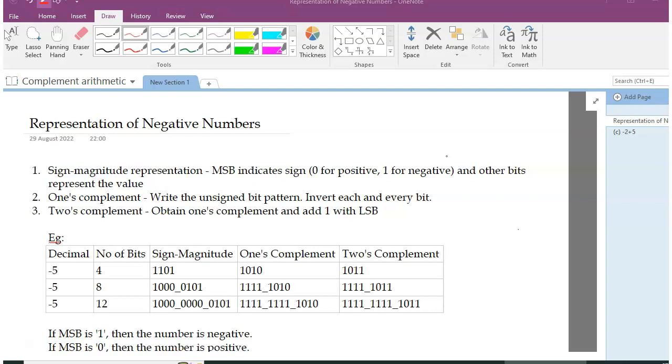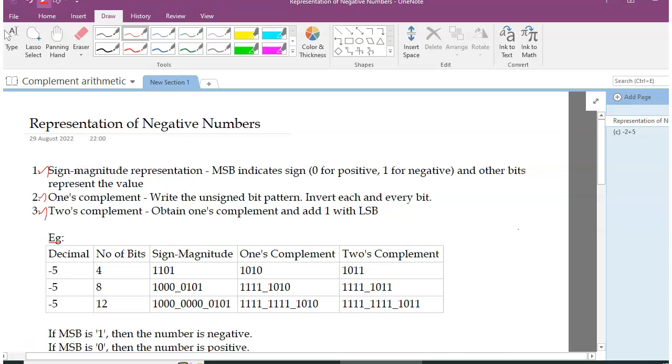Good morning, students. In this video lecture, we are going to discuss complement arithmetic. Before that, we will discuss how to represent negative numbers in ones and twos complement. Actually, we have three representations for negative numbers. First one is called sign magnitude form. Second one is ones complement, and third one is twos complement.